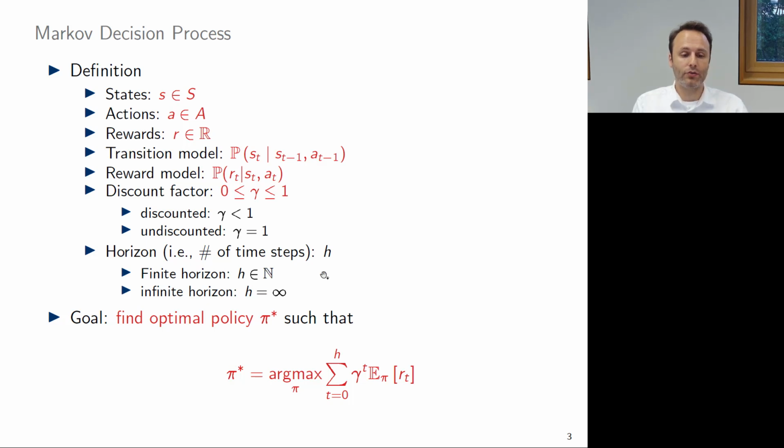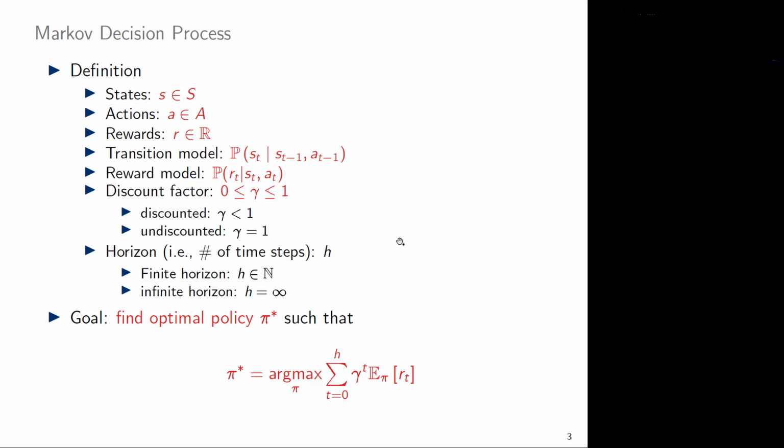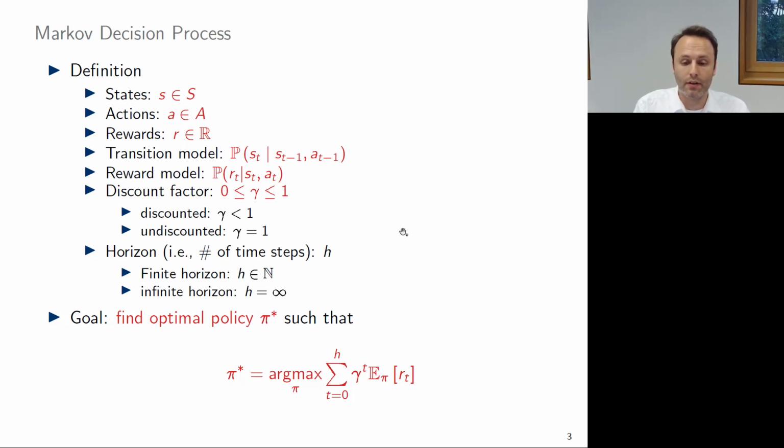And the goal here is to find the optimal policy pi star such that we actually maximize our discounted expected reward, so our total discounted expected rewards. And here you see that the transition model is basically the probability of going from one state to another, given that you have been in a state and have taken an action. And the reward model here is actually a stochastic reward model. So we have now the returns are stochastic.